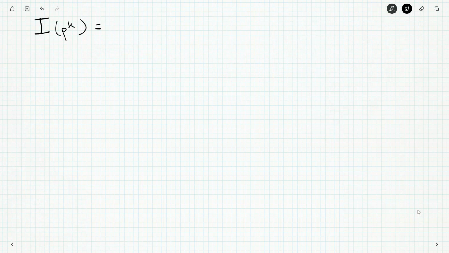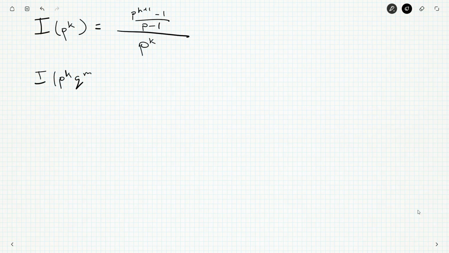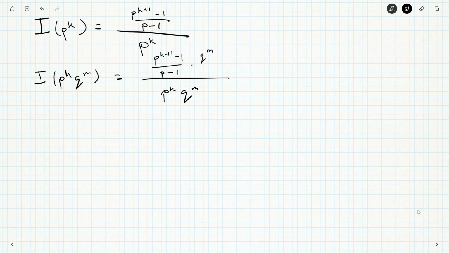Maybe if I rearrange my formula a bit. So I'll have p to the k plus 1 minus 1 over p minus 1, all over p to the k. I think that's a more sensible way to write it, because now I can say I of p to the k, q to the m. I can quite quickly put those guys down there on the bottom. k plus 1 minus 1 over p minus 1, q to the m plus 1 minus 1 over q minus 1.